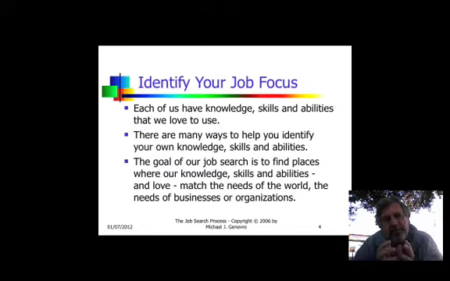Because what you want to do is find in the end, and this is an idea that Richard Bolles puts forth in his book called What Color Is Your Parachute?, he says you look for the place where the needs of the world, the needs of employers, match your knowledge, skills, abilities, and love. There is a powerful emotional content to the job and to work. And recognizing that as you go through the job search process and using that as part of your guide is incredibly important. So identify your focus.